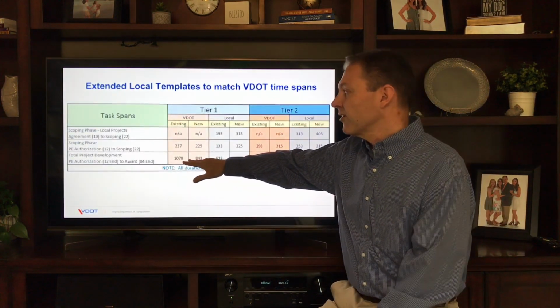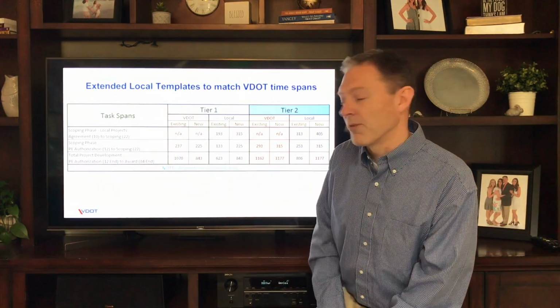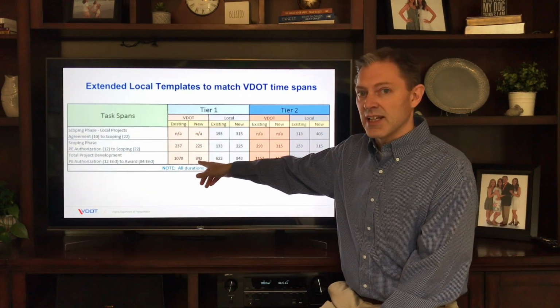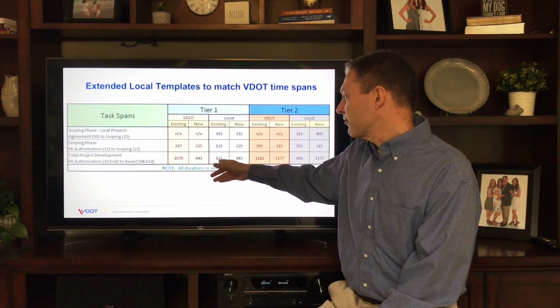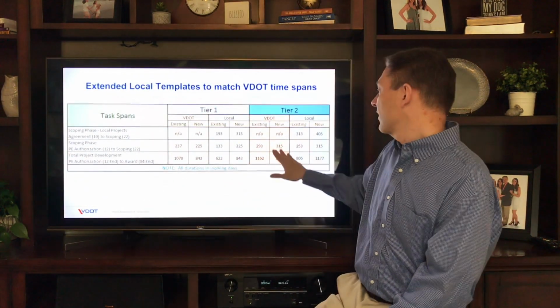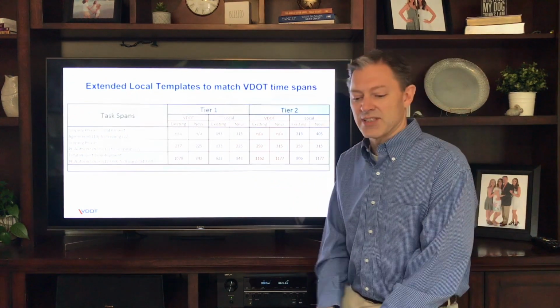The bottom line here is from PE authorization through award. So you can see the VDOT templates for Tier 1 went from 1070 to 843. The locals went from 623, and we extended that out to match the VDOT at 843. On the Tier 2, they both got moved to 1177.